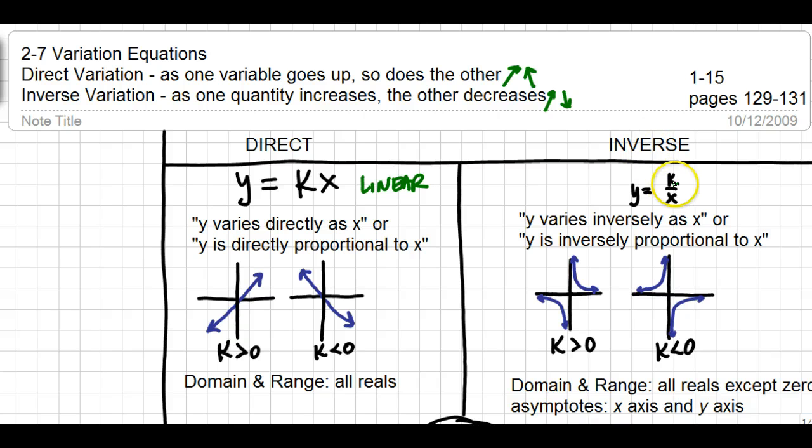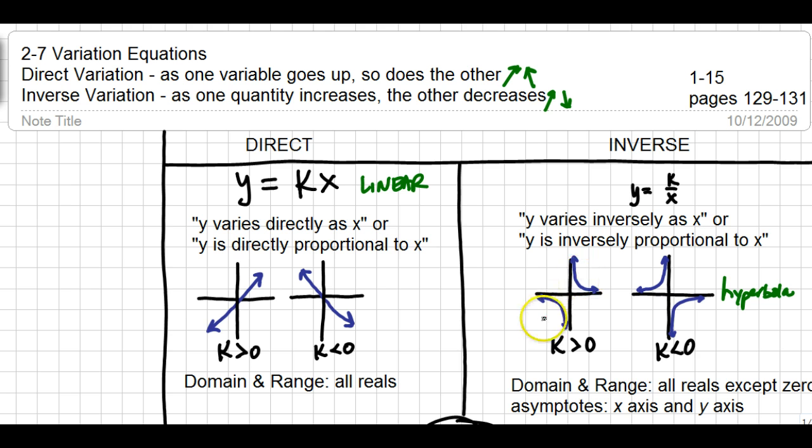In inverse situations, you'll be dividing by the variable, so it'll be k over x, and it'll say either that it varies inversely or y is inversely proportional to x. In this situation, because x is on the bottom, x can't be 0, so that means there's never going to be an outcome of 0 for y either. So notice in the graph here, the branches point away from the 0 line, and they're going to get really, really close to the axes but never actually reach them. So the graph itself is called a hyperbola.